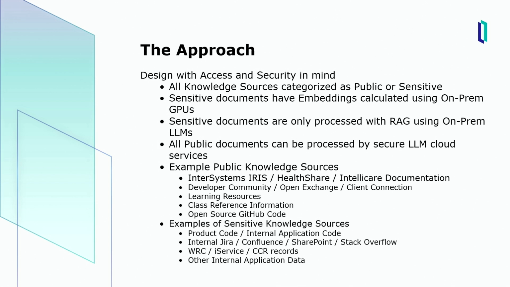It's going to stay within the walls of our network. Product code, internal application code, our Jira, Confluence, SharePoint, Stack Overflow that we have internally for employees. And then there's our transactional systems like WRC, iService, and CCR, and then other internal application record. So by splitting up into the types, then we can also have an appropriate target audience for the various chatbots and which domains of knowledge those bots will have access to.